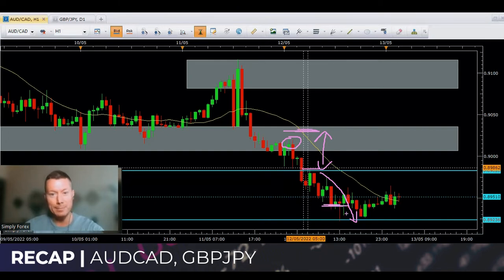I closed 80% around here, and then I let my last 20% just run those few extra pips. And I closed all of the trade at this higher time frame blue line. So quite an aggressive trade, but the H4 candle gave me the impetus to take this trade. I just waited for a retrace, got some value, entered, and then price came back down.